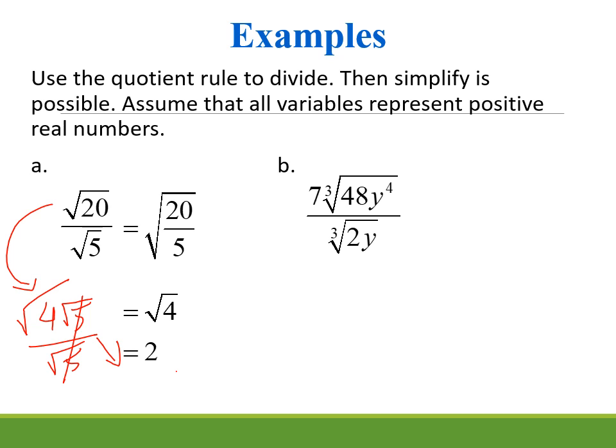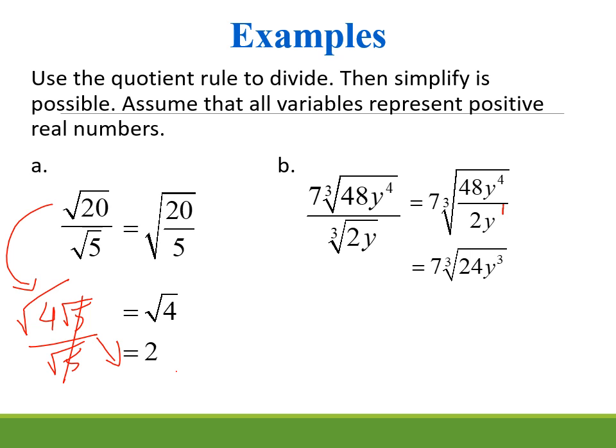Let me reverse what I said. So we're going to combine the radicals. So we end up with 7 times the cube root of 48y to the 4th divided by 2y. So we're going to simplify, clean this up. 48 divided by 2 is 24. Y to the 4th divided by y. Remember, there's that invisible 1. That means we're going to subtract. So 4 minus 1 is 3. So this simplifies to 24y cubed.